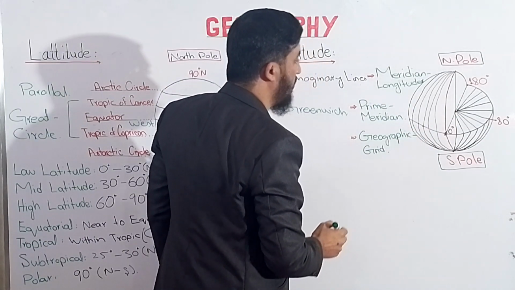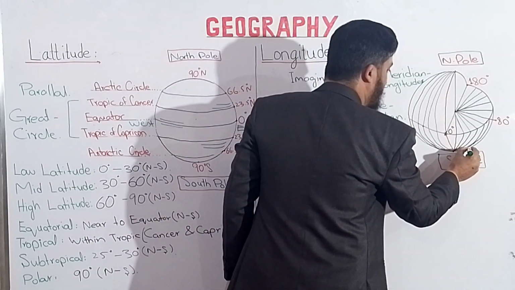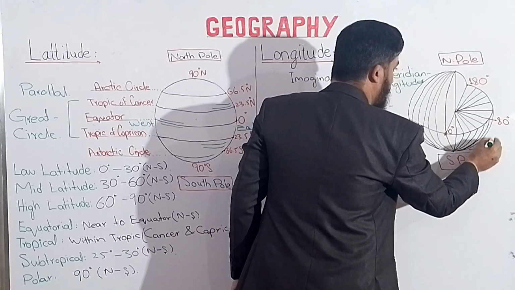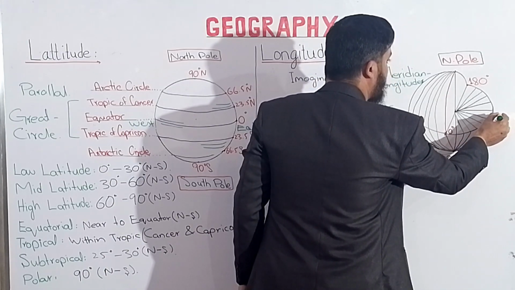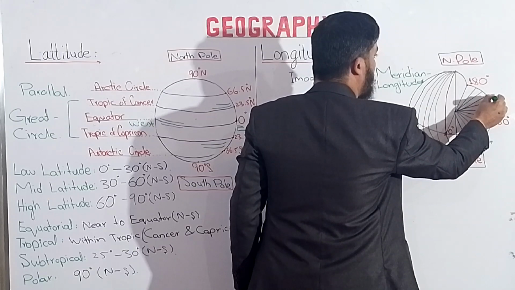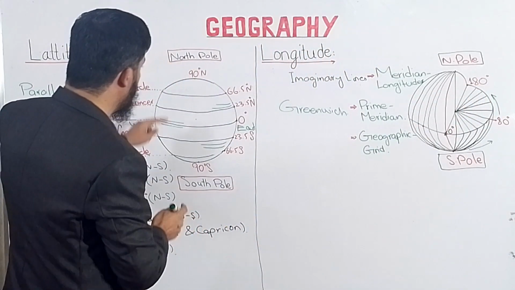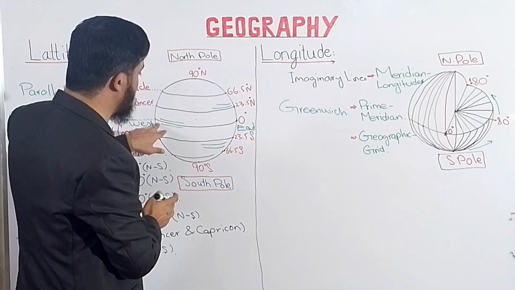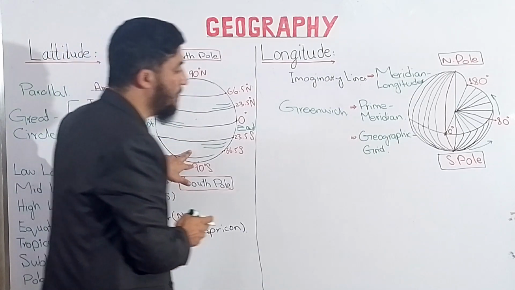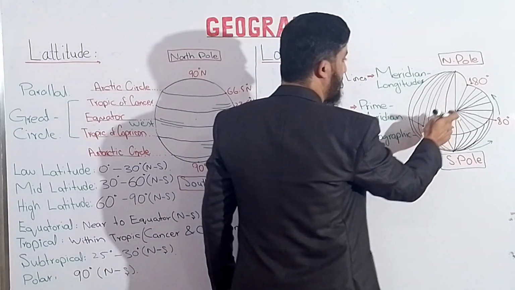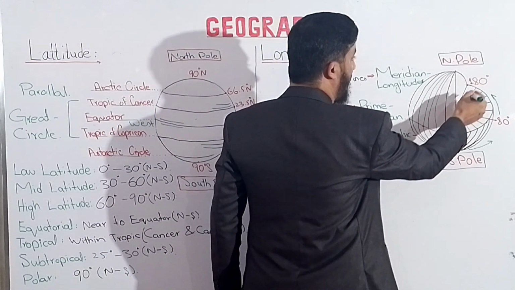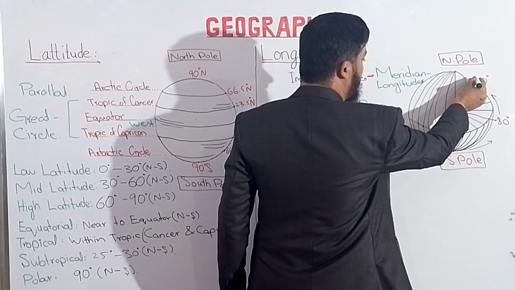These lines go eastwards, then go northward towards 180 degrees. While here we studied that a parallel line goes up to 90 degrees, one longitudinal line goes up to 180 degrees.